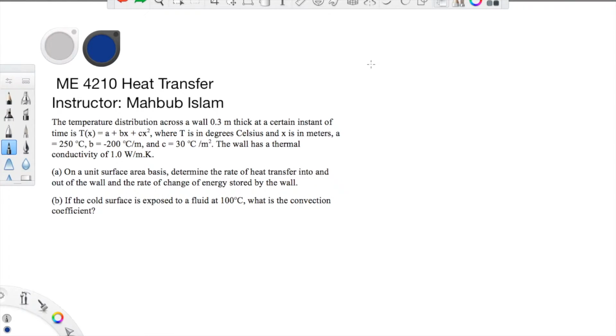To read the problem statement, the temperature distribution across a wall 0.3 meters thick at a certain instant of time is T(x) = A + Bx + Cx², where T is in degrees Celsius and x is in meters. A equals 250 degrees Celsius, B equals negative 200 degrees Celsius per meter, and C equals 30 degrees Celsius per meter squared. The wall has a thermal conductivity of 1.0 watts per meter Kelvin.